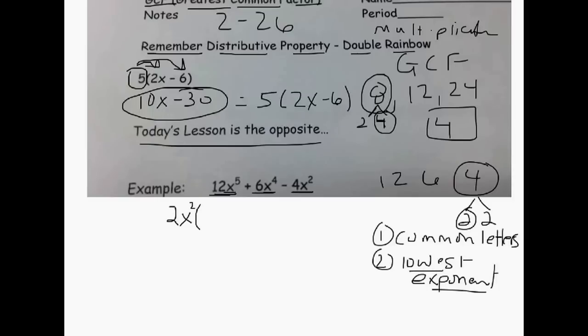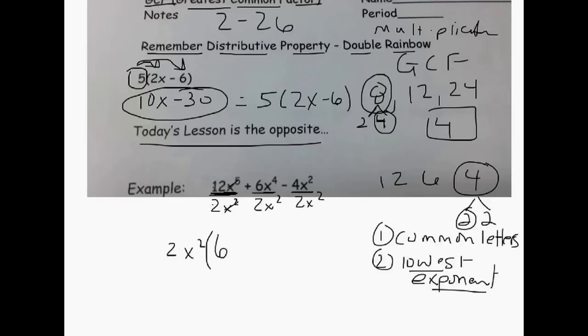Okay? I'm actually going to write it down a little bit further and erase that to give me some room to try something different. Just like I said a minute ago, double rainbow was multiplication, so factoring is the opposite of that. So instead of multiplying, we're going to divide out 2x squared out of all of these. There's our parenthesis.